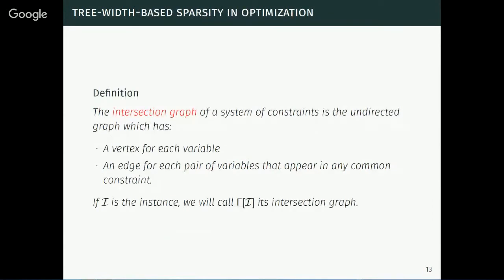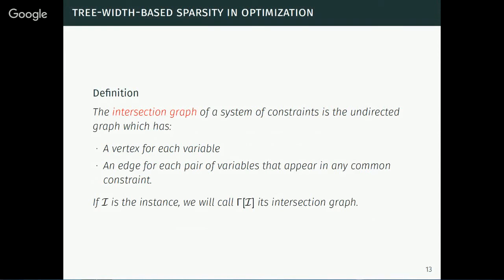Okay, so how do we use all of this in an optimization context? So we're going to define something. This one is very easy: the intersection graph of a system of constraints. Okay, so now we're moving to the optimization setting. You have an optimization problem, and we're going to put a graph that represents something of that optimization problem.